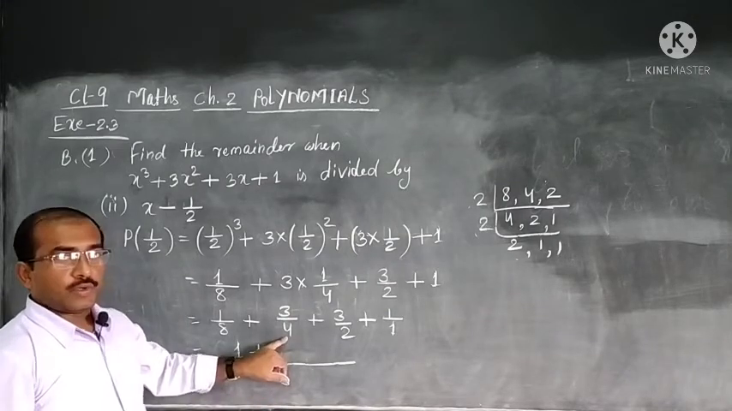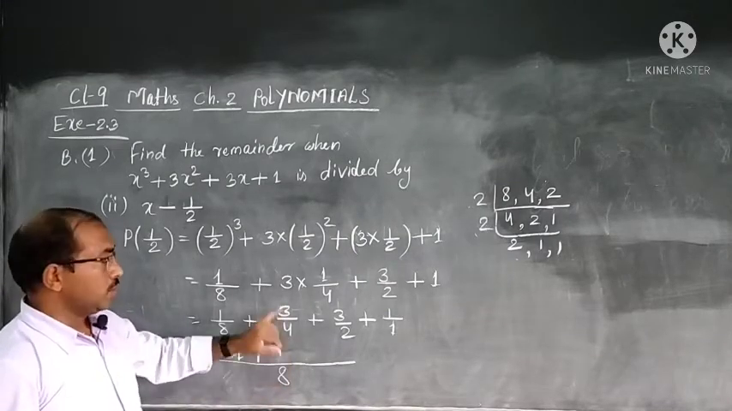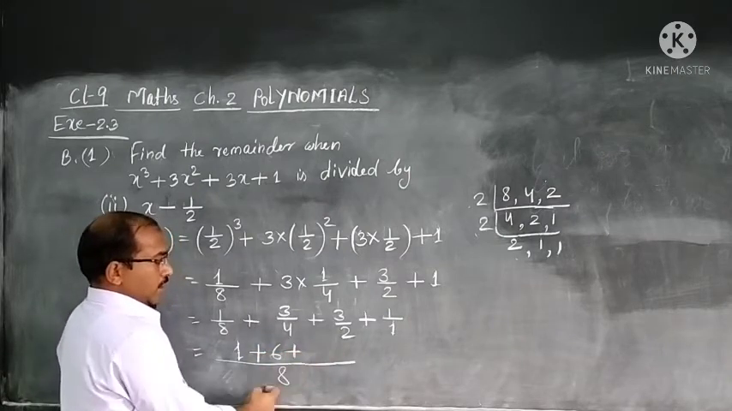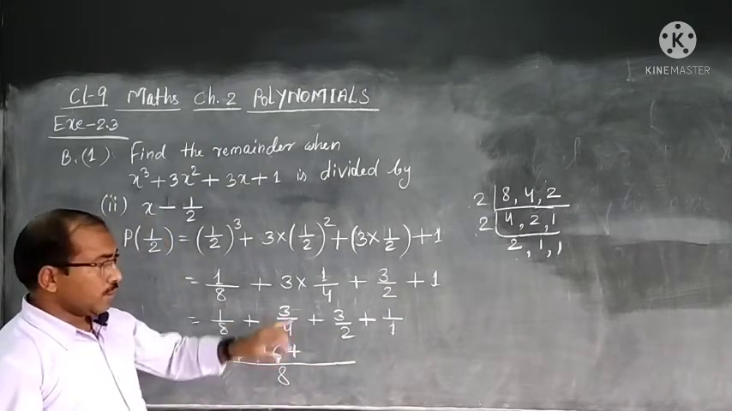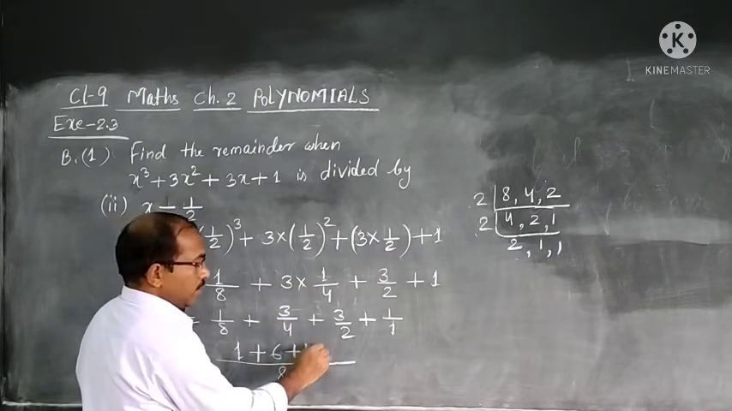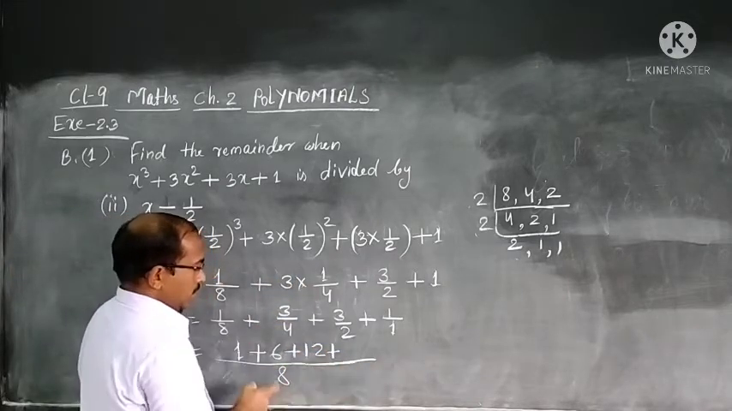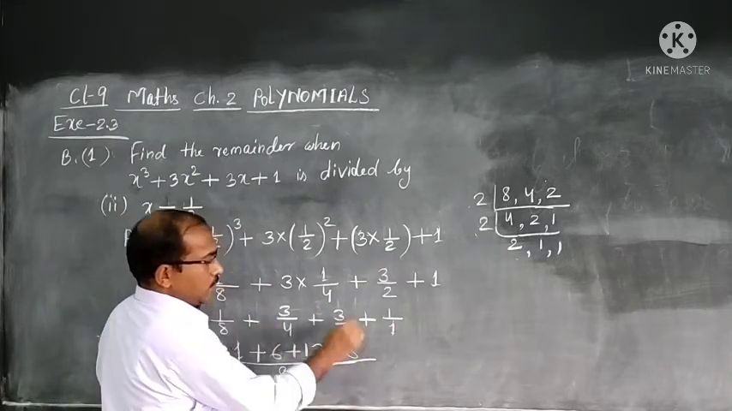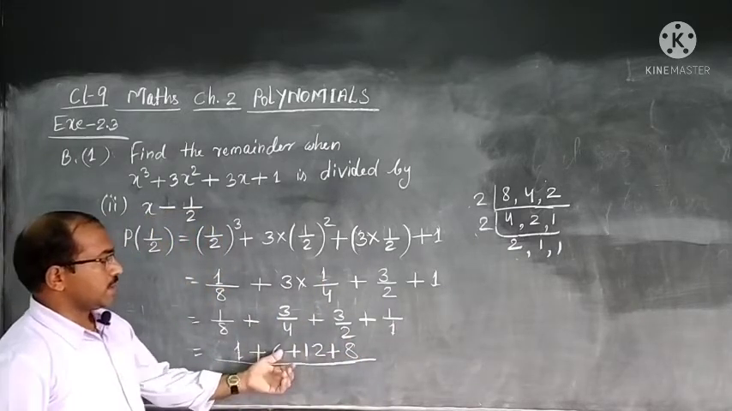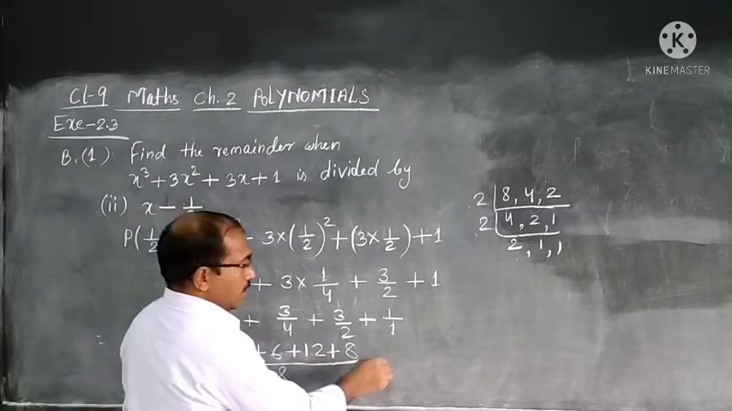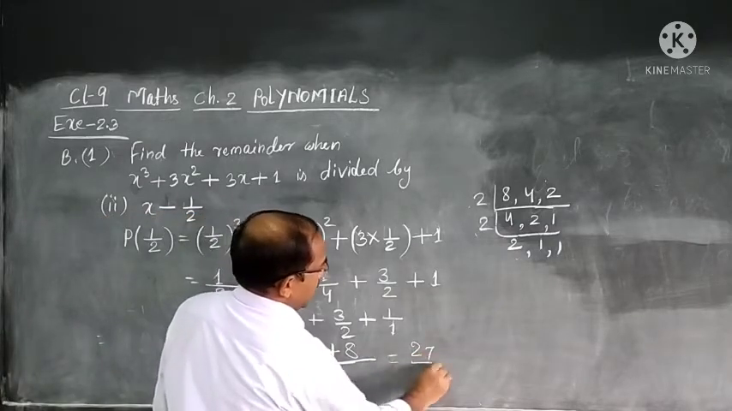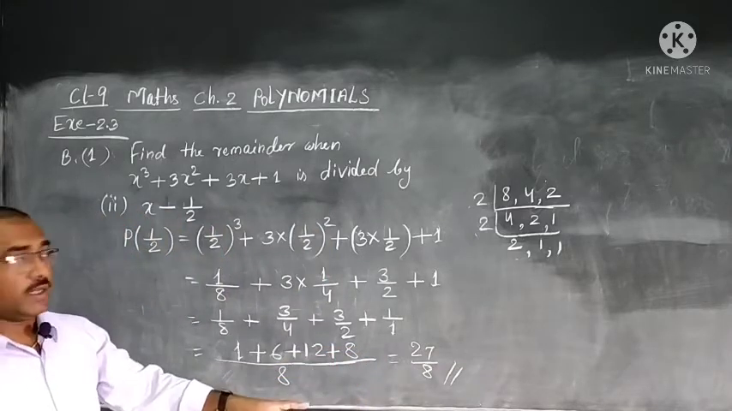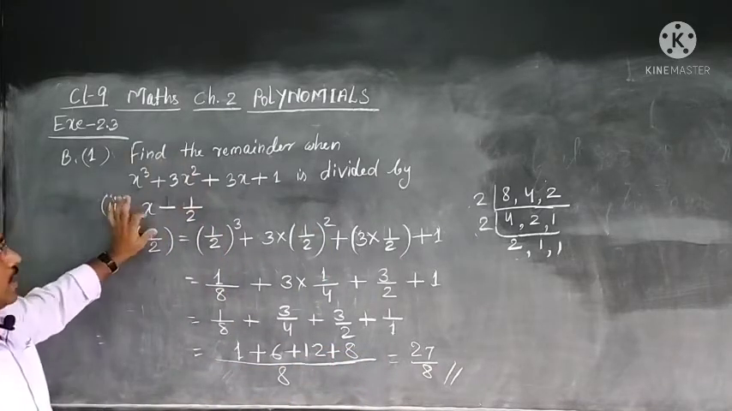8 divided by 4: 4 2s are 8, so we got 2, 2 into numerator 3 is 6. Plus 8 divided by 2 is 4, into numerator 3 is 12. Plus 8 divided by 1 is 8, into numerator 1 is 8. So, all are added: 6 plus 1 is 7, 12 is 19, 8 is 27, so 27 by 8. So, by remainder theorem we got the remainder is 27 by 8 when this polynomial is divided by x minus 2.